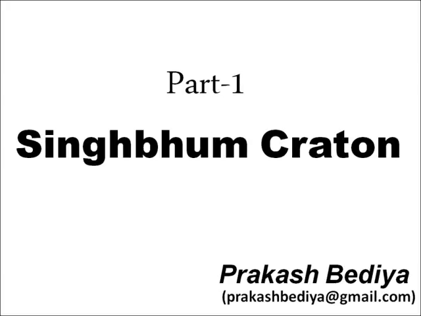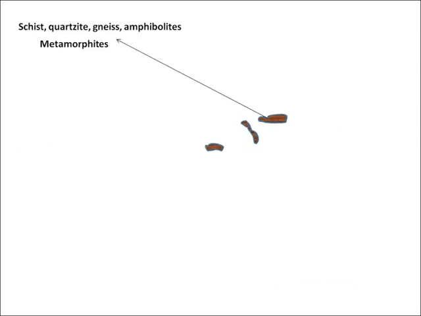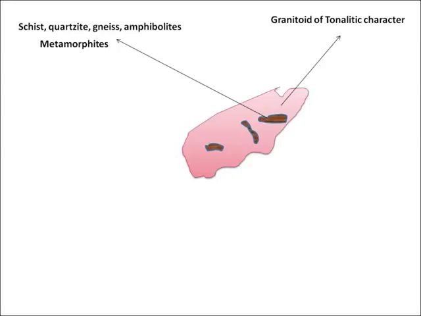Before going to the various aspects of Singhbhum Craton, let us consider a situation where thick piles of schist, quartzite, gneiss, amphibolites, etc. occur within the granitoids. In such a case, what would be our interpretation? Here we clearly see that there are two sets of rocks. First is metamorphic in nature, and second is of igneous origin. This would be our first interpretation. And secondly, as metamorphites occur within the granitoids, it means metamorphites are older than the granitoids.